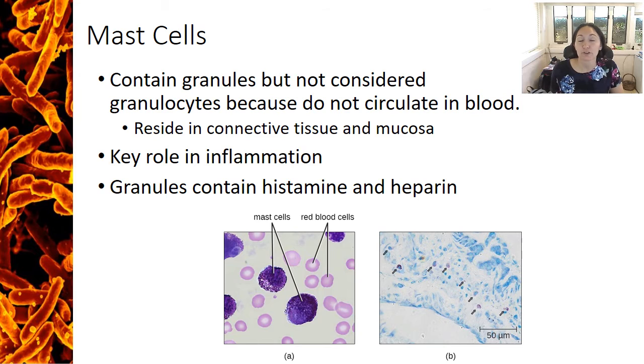They've got a key role in inflammation, so we'll talk about these cells again when we get to the section on inflammation. The granules for mast cells contain both histamine and heparin, which is involved in the inflammatory response.